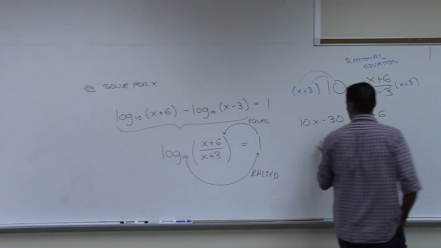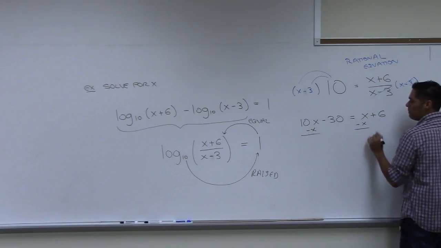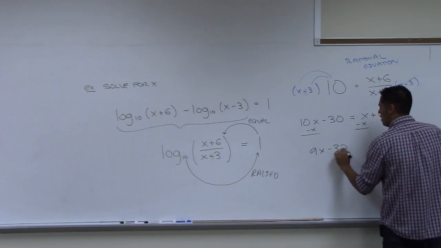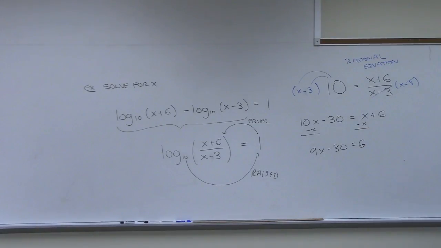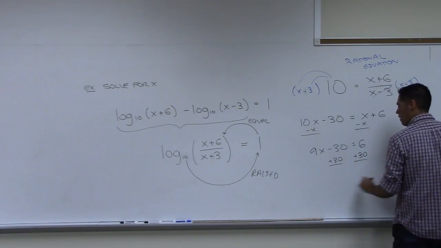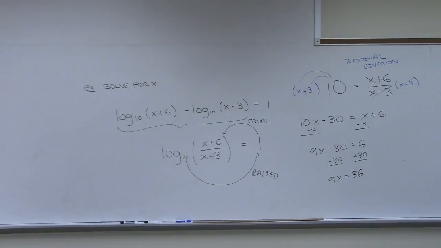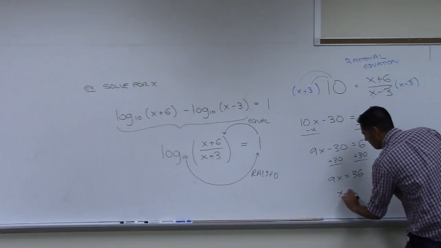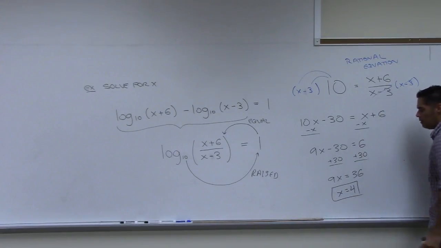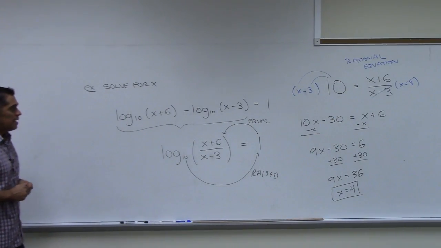I'm going to choose to do my x's on the left side, so I'm going to subtract x here, subtract x here. I get 9x minus 30 equals 6. Then I'll move the 30 to the other side by adding 30, and you get 9x equals 36. Finally, you divide both sides by 9, so you get x is 4. That's how you do that one.